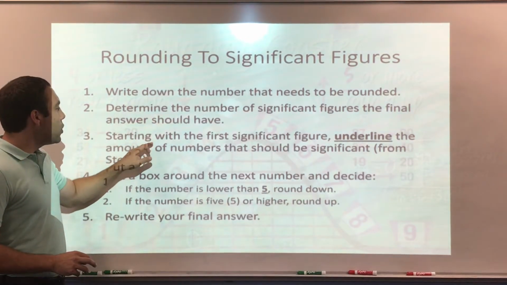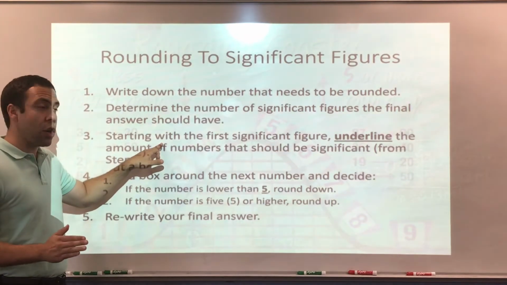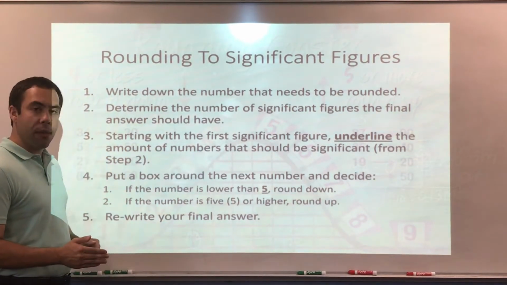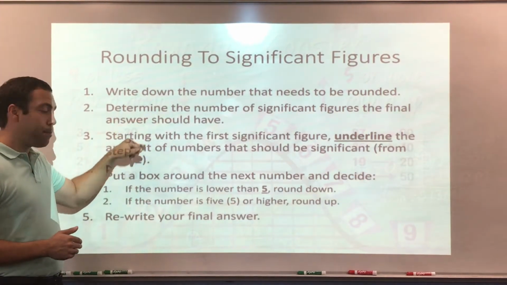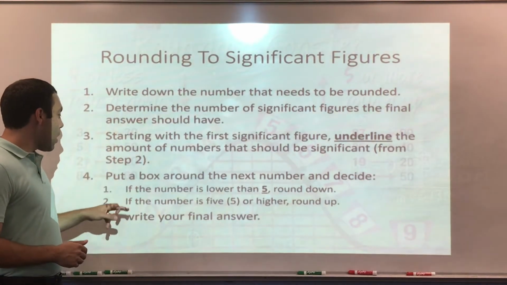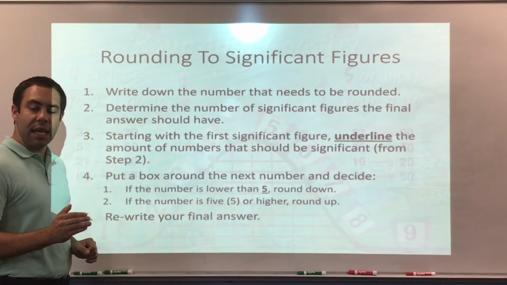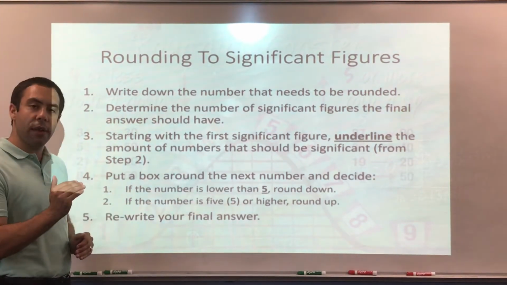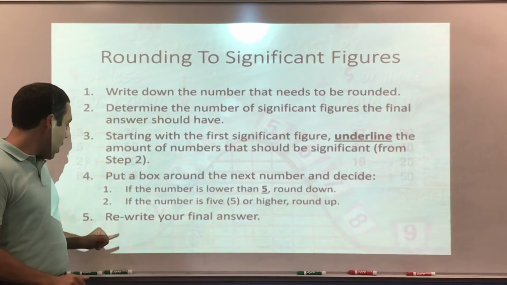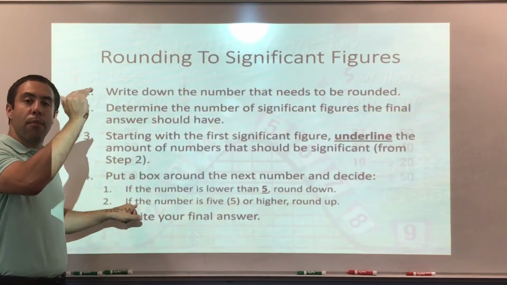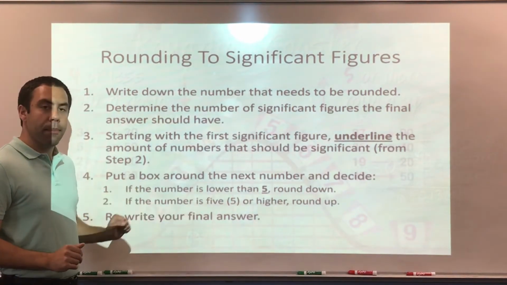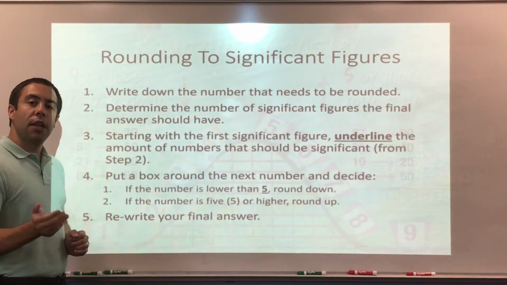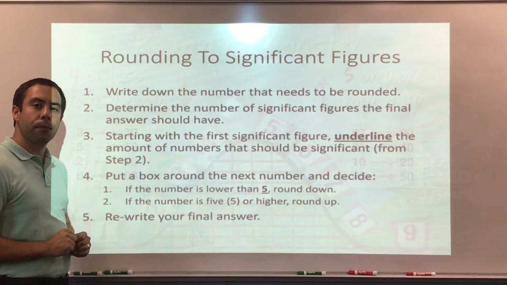Step 3, starting with the first significant figure, underline the amount of numbers that should be significant from step 2. Step 4, put a box around the next number and then decide: if the number is lower than 5, you're going to round down, and if the number is 5 or above, you're going to round up. Finally, rewrite your final answer. Let's try a practice problem together.